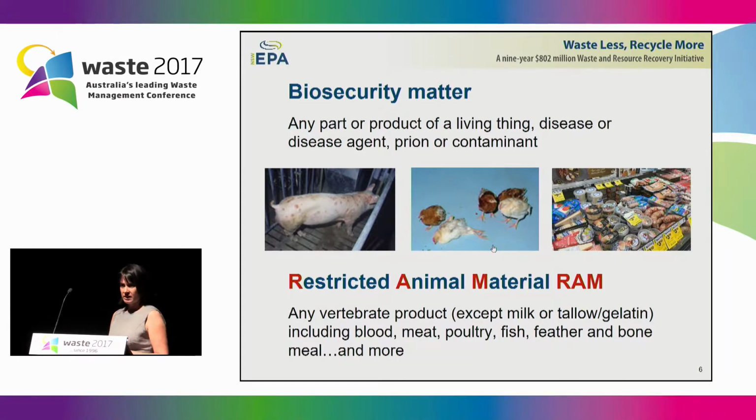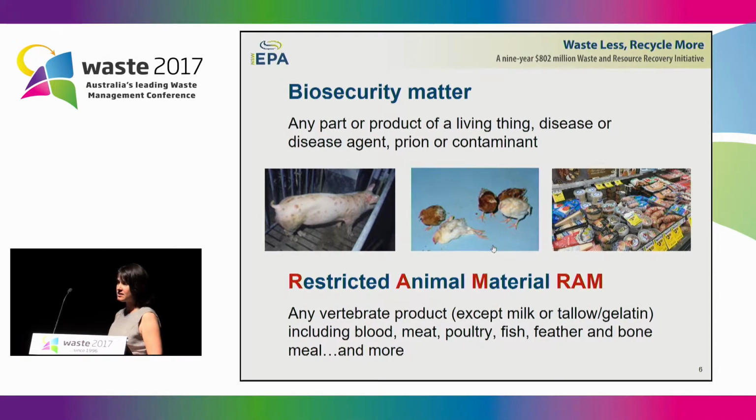The really important things to know about RAM are that, first of all, there's a national and enforceable ban on feeding RAM to ruminant animals. So ruminant animals are cows, sheep, goats, deer, there's a few others. And that's nothing new. That's been in place since 1996 in some form or another. So it's been around a while. Farmers know about that. It's not something that most people in the waste industry would have thought about.